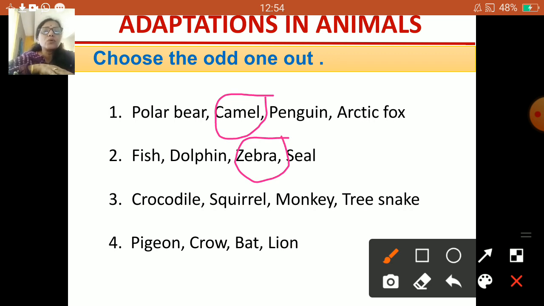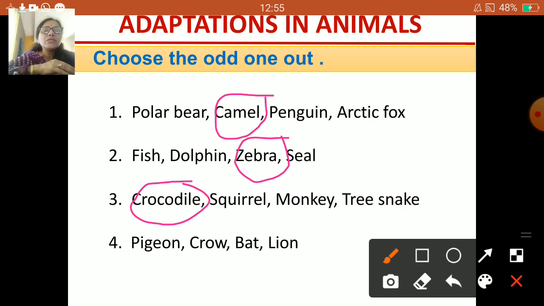Next one is crocodile, squirrel, monkey, tree snake. Okay? Squirrel, monkey, tree snake, they are all found on trees. Right, children? They spend most of their time on the trees. So, here I will mark crocodile. Crocodile is an amphibian. It is found on the land and also in the water.